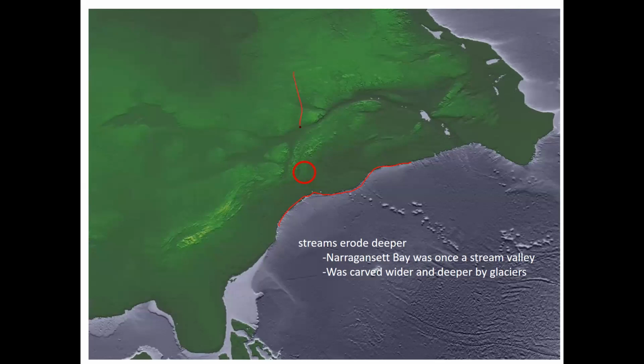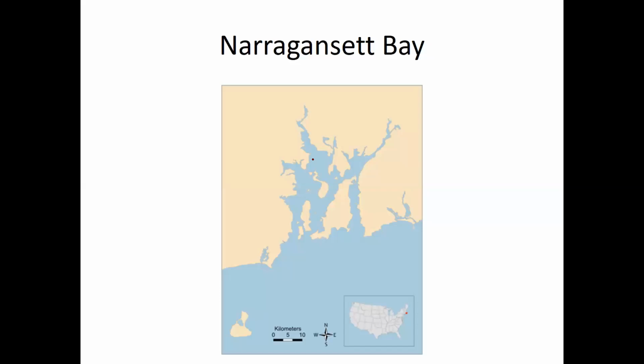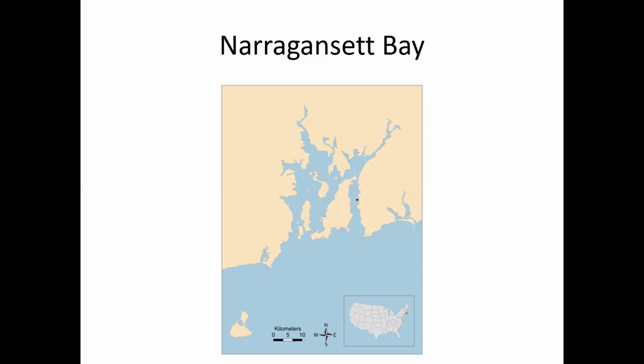But as the ice sheet flowed over North America, it flowed into river valleys and carved them wider and deeper. And it did that for river valleys such as the Providence River, Seekonk River, and so forth. It carved them wider and deeper. And whenever the glaciers retreated and sea levels rose, those river valleys that were carved wider and deeper flooded and formed the Narragansett Bay. And so the Narragansett Bay is a feature of the last ice age.